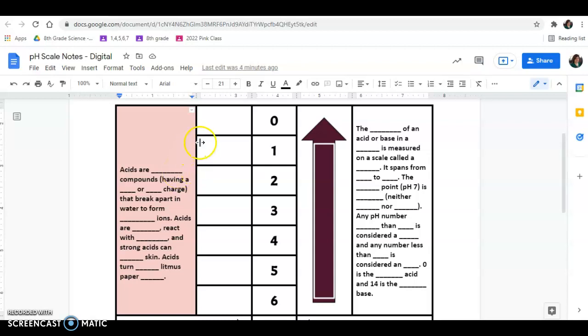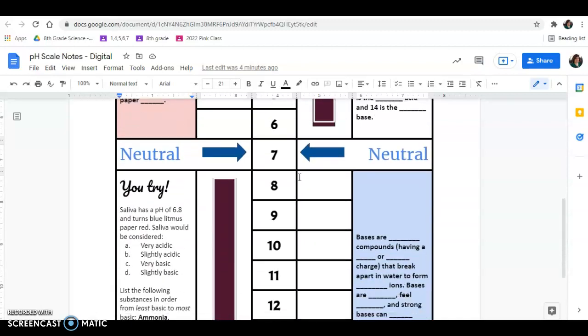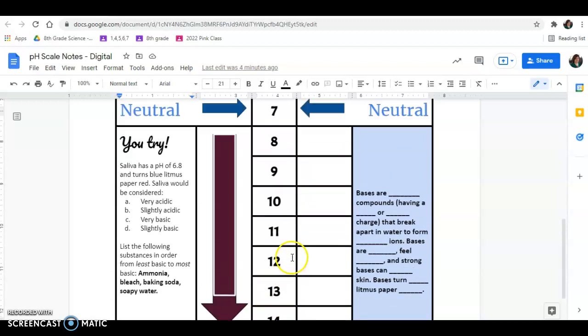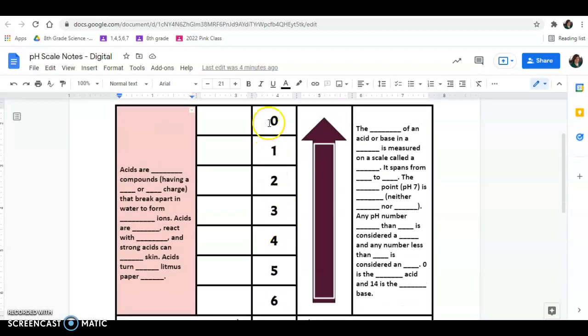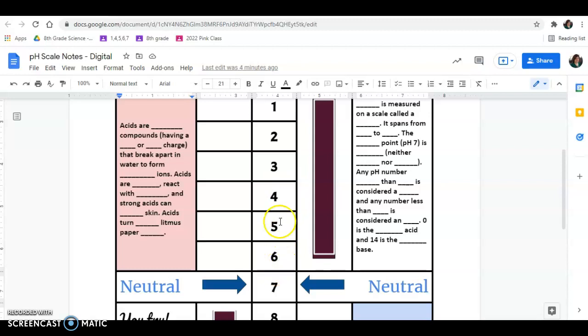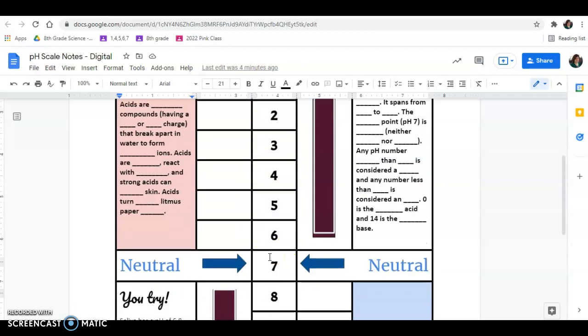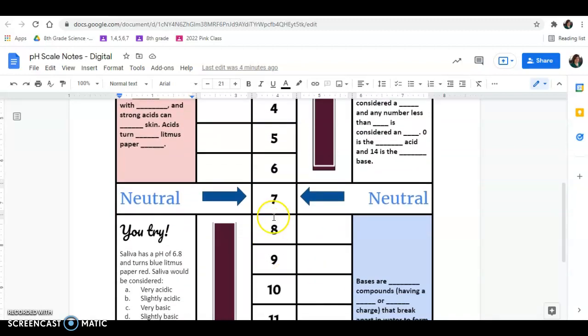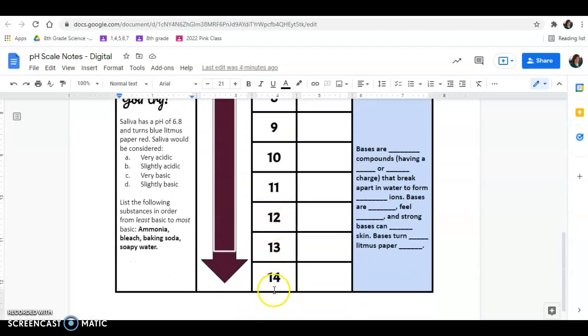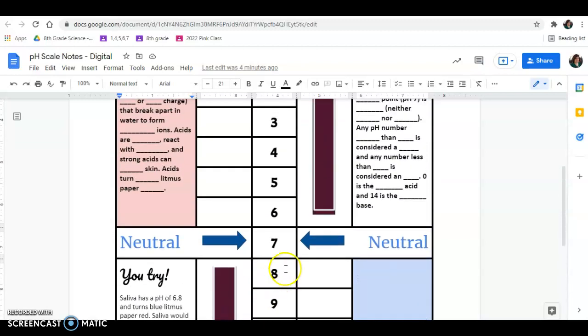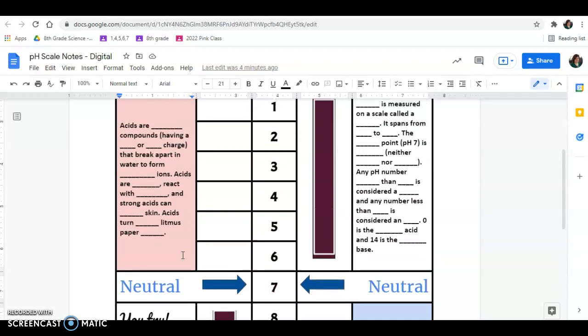Today we are talking about the pH scale, which measures how strong an acid or a base is. It goes from 0 to 14. Acids are on the 0 to 6.9 part, and bases are the 7.01 to 14 portion. Anything that is 7 is neutral. It's not an acid or a base.